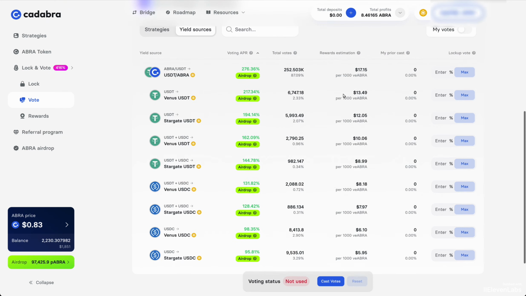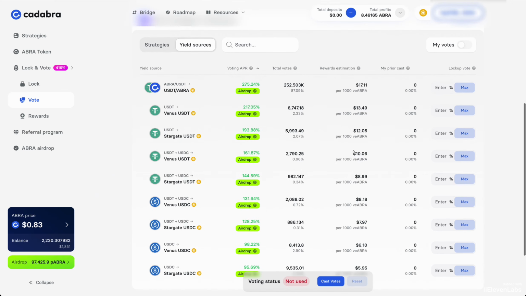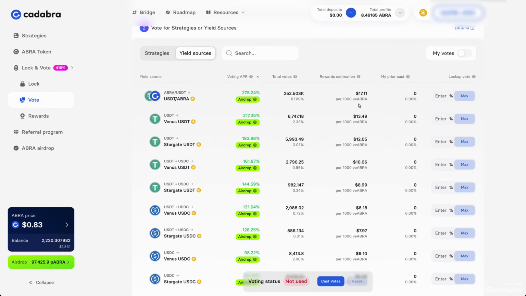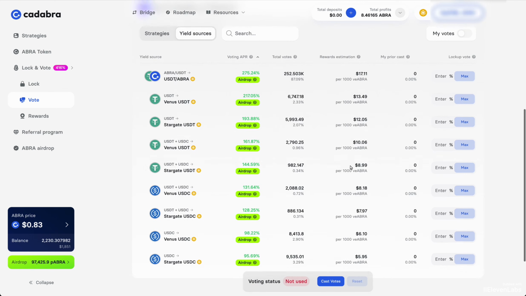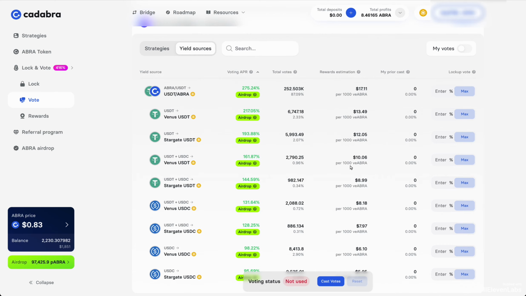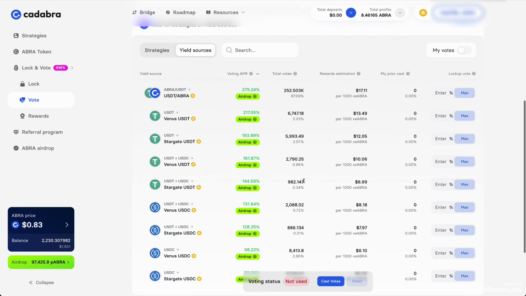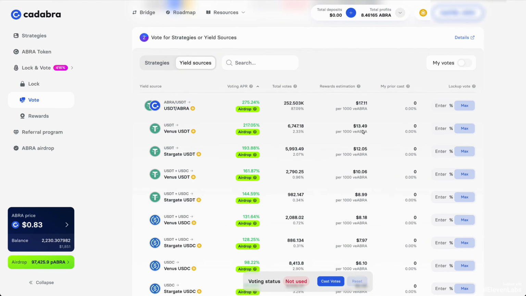Accordingly, here, again, is the estimated projected amount of income that will be obtained per 1,000 votes. The rewards that we can get per 1,000 votes. And you can see that this estimate varies. Some sources yield more, some less. This depends on how much liquidity there is, how users vote, and overall, what the actual yield is.